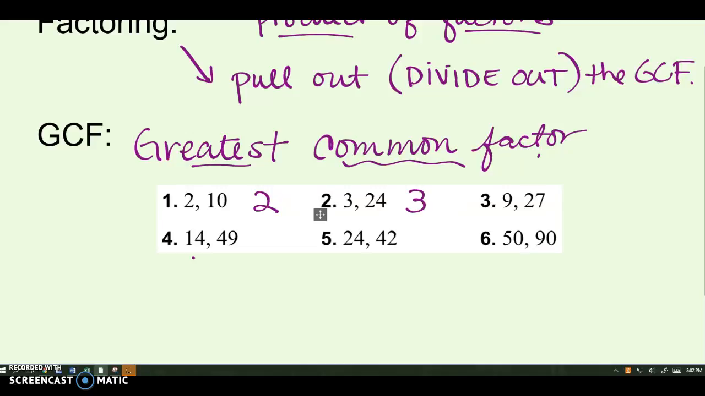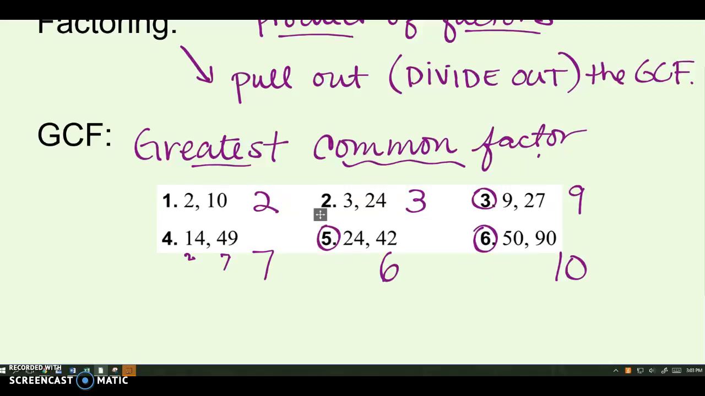How about this one, 14 and 49? Well, the biggest thing that goes into both of those, if I think of all the numbers that I can use to make 14 and 49, it's going to be 7. 7 goes into 14 twice. 7 goes into 49 7 times. But it's the biggest thing that goes into both of them. So right now, try number 3 and 5 and 6 as practice. So pause, and then we'll come back and check.